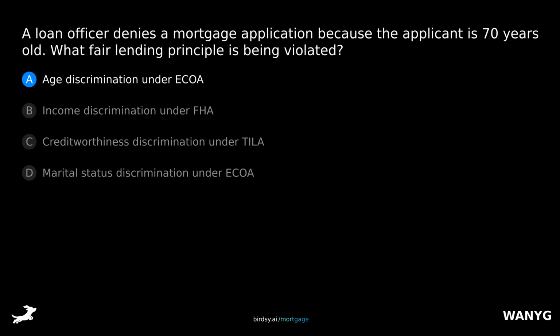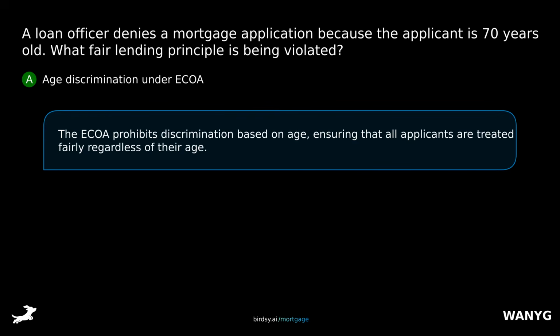Is it A, age discrimination under ECOA, B, income discrimination under FHA, C, creditworthiness discrimination under TILA, or D, marital status discrimination under ECOA? The answer is A, age discrimination under ECOA. The ECOA prohibits discrimination based on age, ensuring that all applicants are treated fairly regardless of their age.